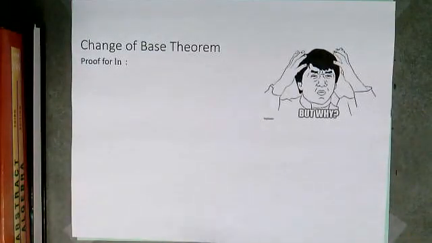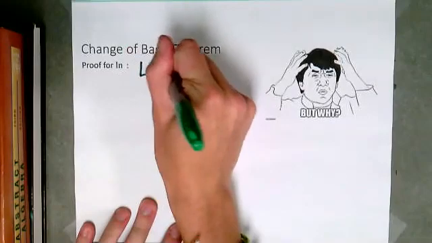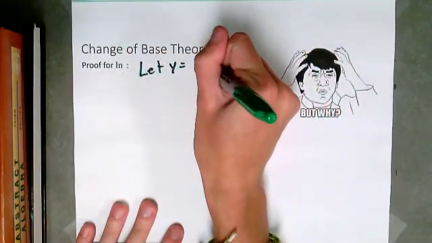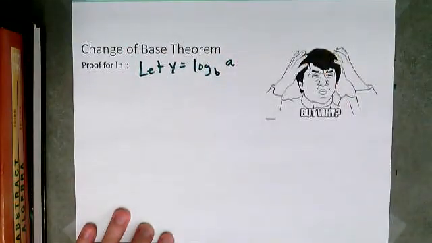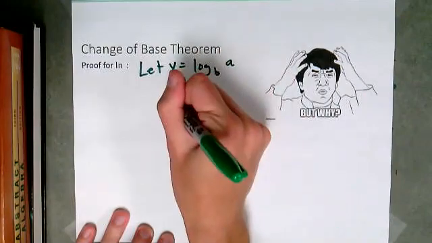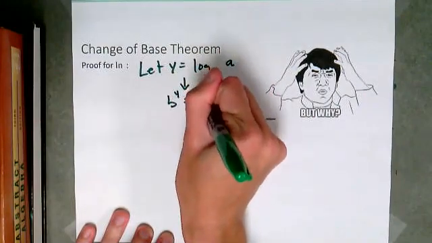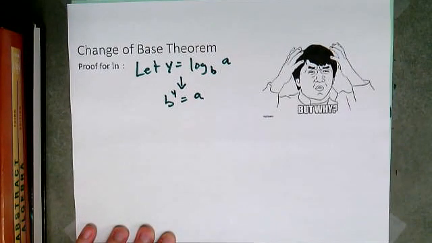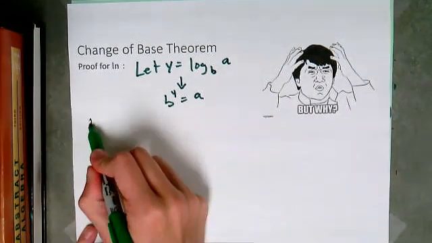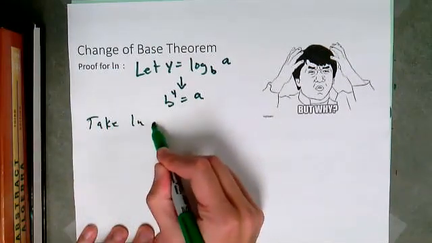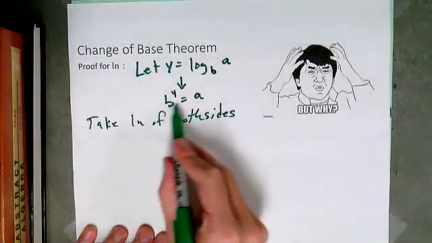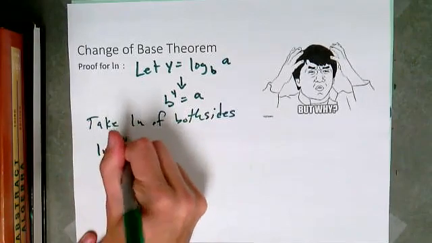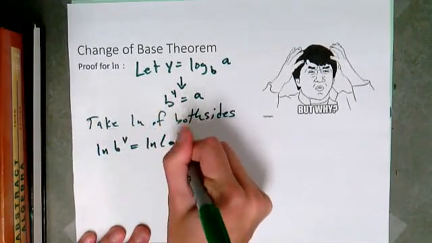But why? Why does it work? Oh, let's show it. Let y equal log base b of a. Okay. So then from this, we get that b to the y is equal to a, right? Just change it into its exponential form. So now we want to take the natural log of both sides of this guy. So we get natural log of b to the y is equal to natural log of a.